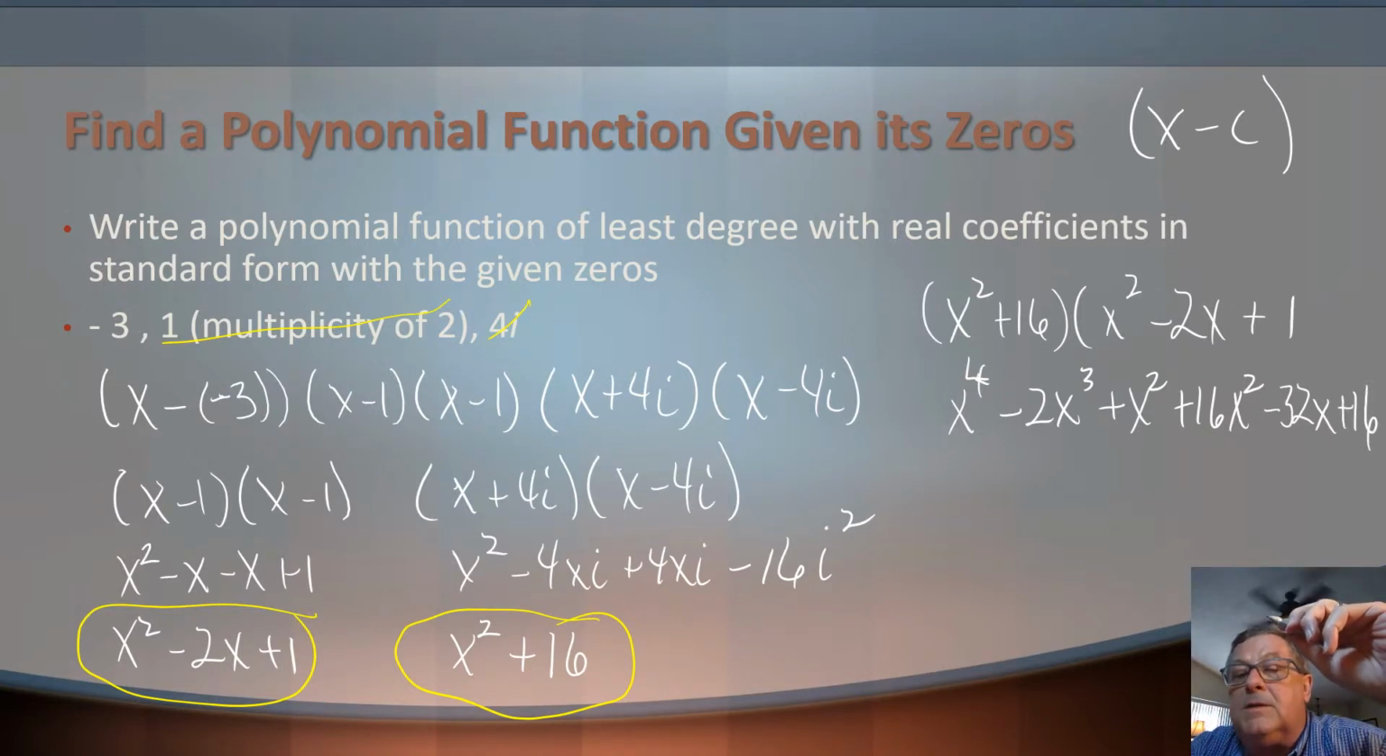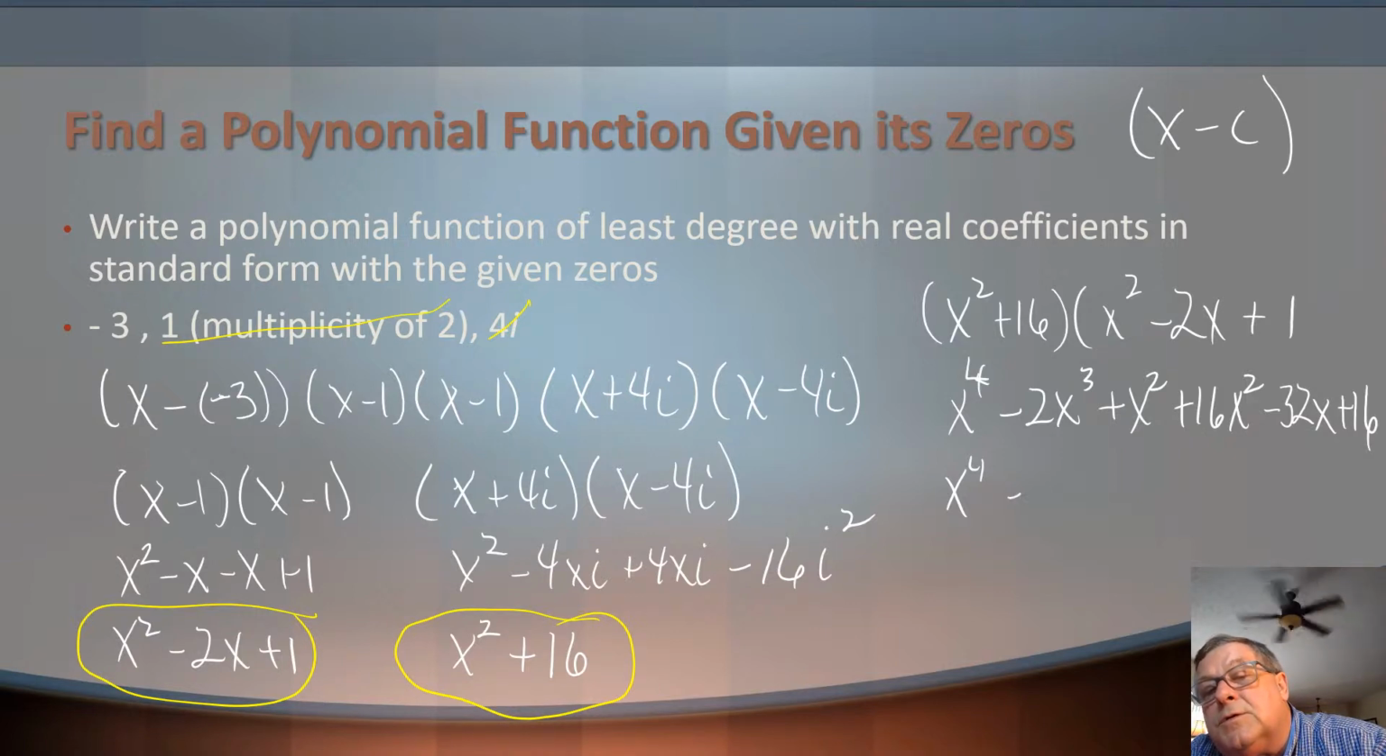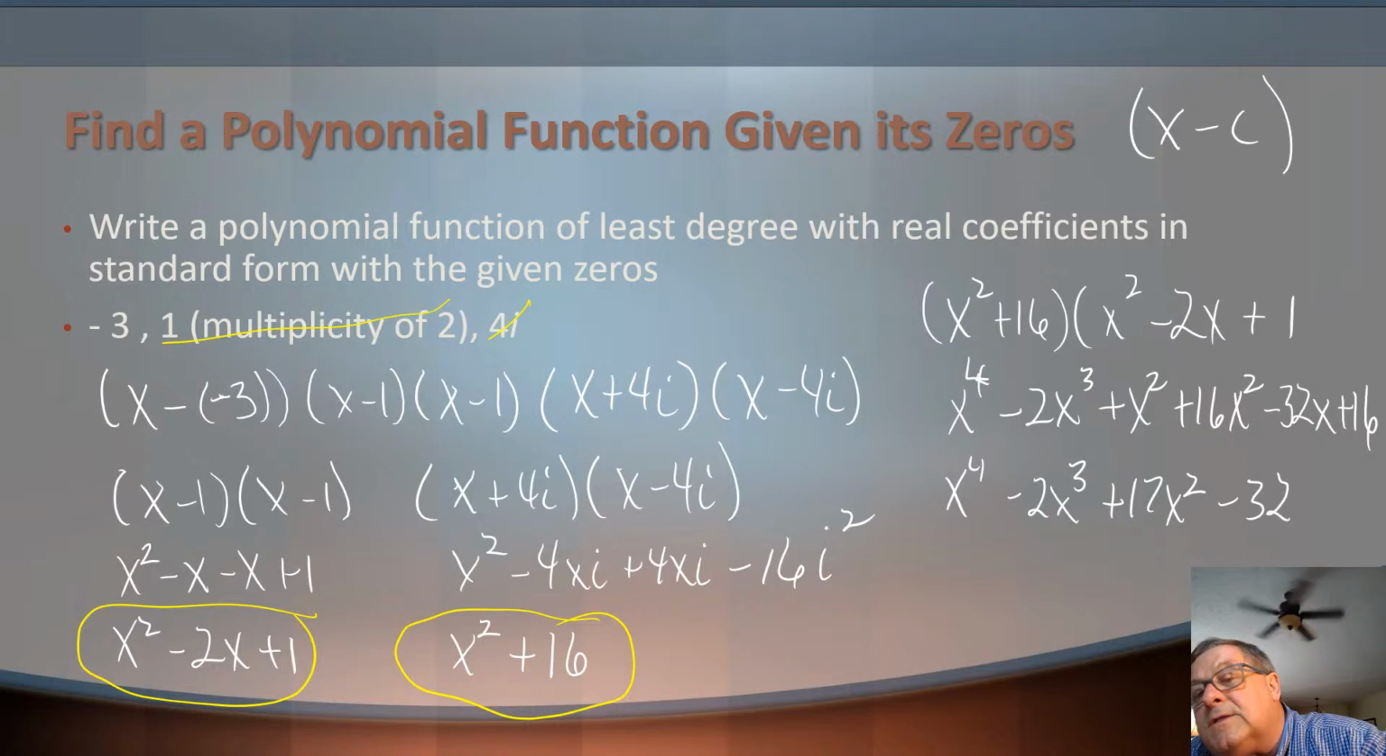So let's combine some like terms. We've got x to the 4th minus 2x cubed. Then we've got x squared plus 16x squared, so we've got positive 17x squared, minus 32x plus 16. Let me jot that down right quick because I've got to go to the next slide. All right, ready? Let's go.